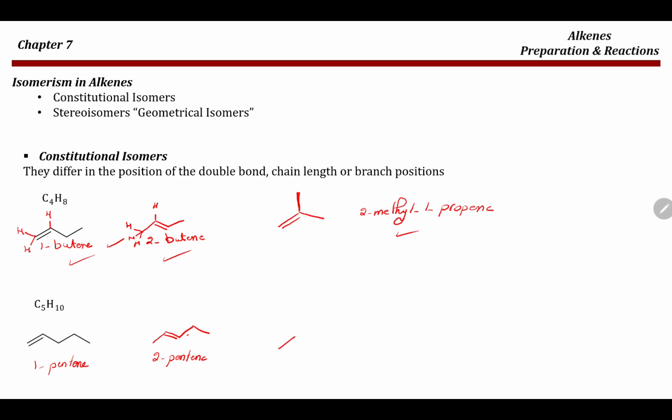What we are going to do is make the chain shorter. So now we have 4 carbons, and we will put a branch here. And this is going to be 2-methyl-1-butene. Also, if I move the branch 1 carbon away, this is going to be 3-methyl-1-butene. And we can also move the double bond to this position in between and then put the branch here, and this is going to be 2-methyl-2-butene.